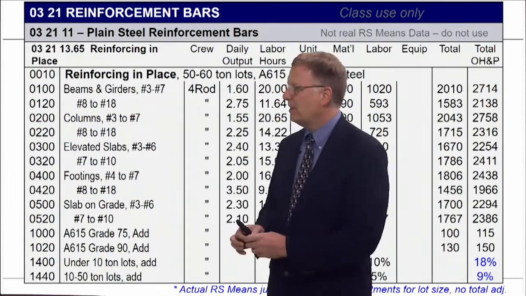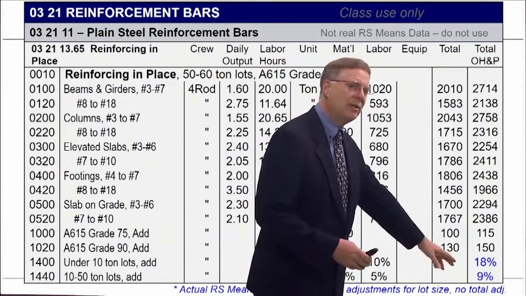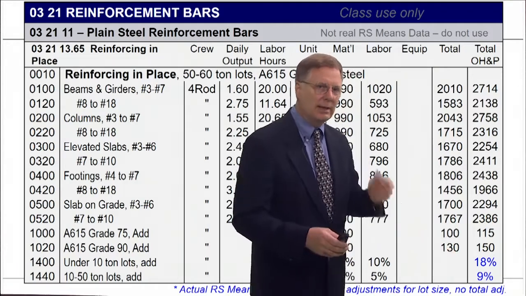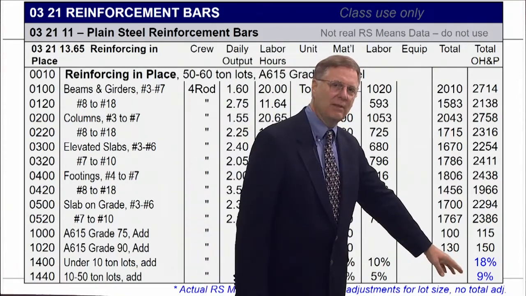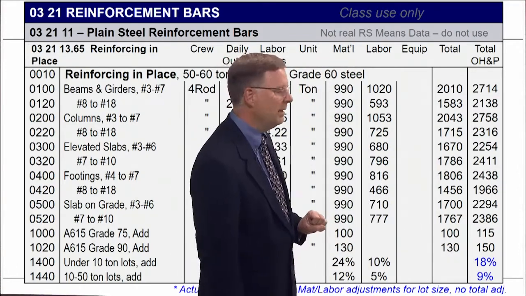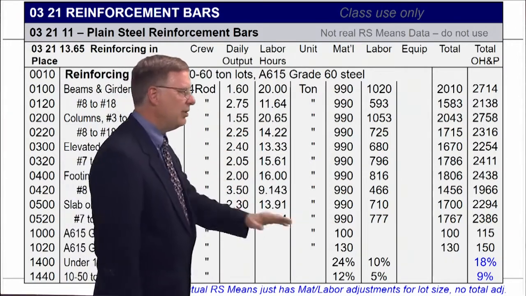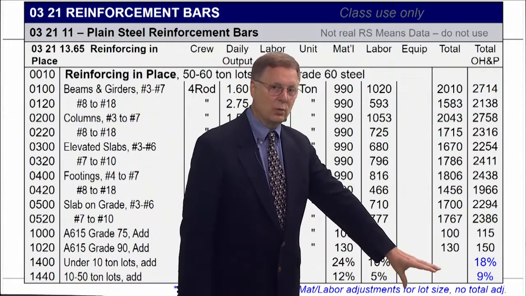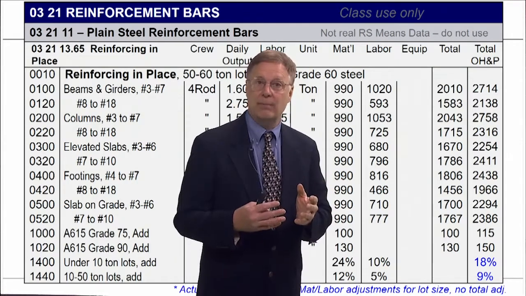And if the job is between 10 and 50 tons, you add another 9%. So that, by the way, is not cumulative. It's 9% if it's between 10 and 50, and if it's under 10, it's 18%. So whatever we find as a price up here, we need to make sure that we're grabbing the right add down there because we've got a very small job. This is a small job.